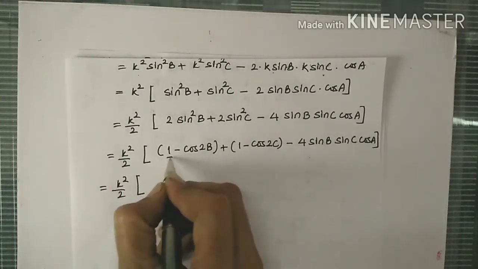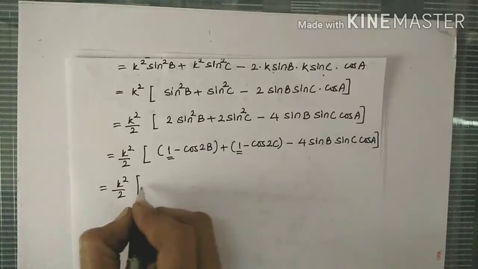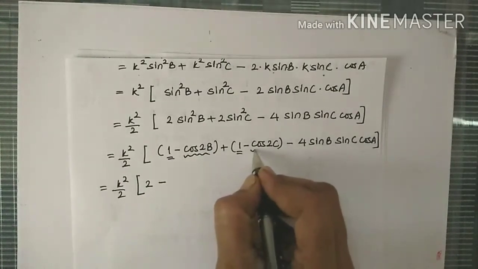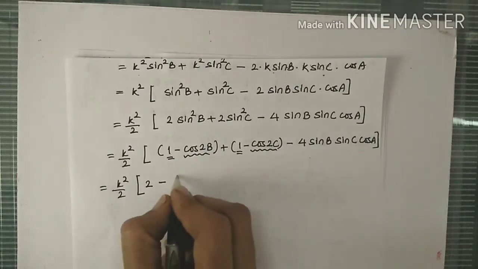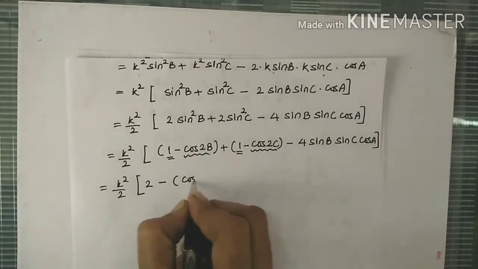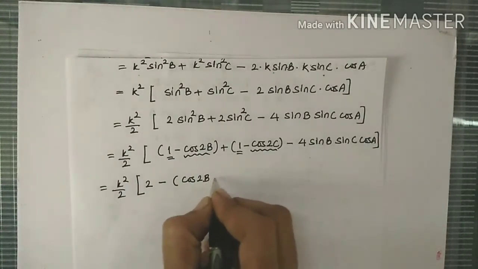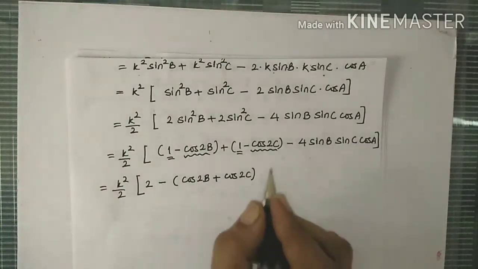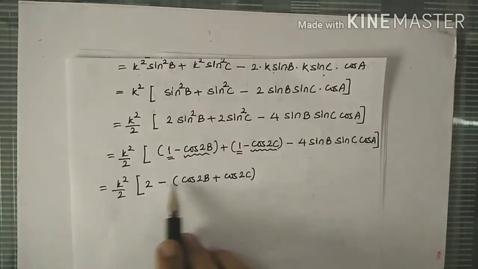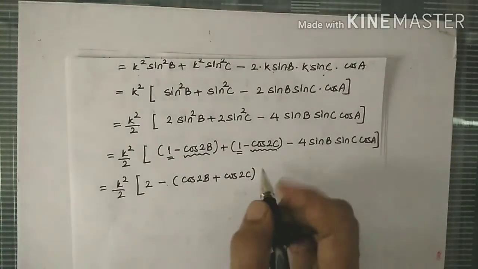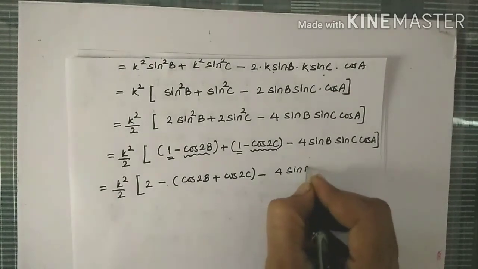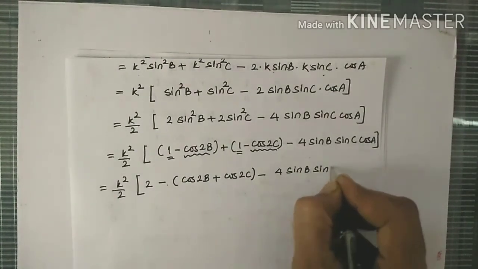Now let's take these two terms together. 1 plus 1 gives us 2. Take minus sign common from these two terms. So taking minus sign common and writing those two terms together, we get cos of 2B plus cos of 2C. Since we are taking minus sign common, both terms are positive terms. And the last term as it is again: sin B sin C cos of A.